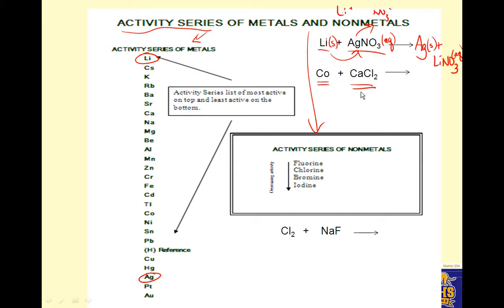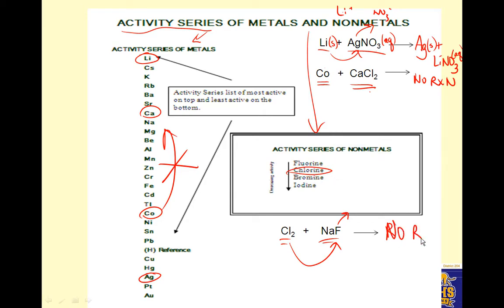Now Co and CaCl2, element and compound. You have to check if cobalt is more active than calcium. Let's find cobalt. There's cobalt. There's calcium. Cobalt cannot kick out calcium, so this is a no reaction. Single replacements are the only ones you have to look at the activity series for. Look, another single replacement. How do I know? Element, compound. So you have to see if the element can kick out part of the compound. So you look to find chlorine. Is chlorine more active than fluorine? The answer is no, so this is no reaction. If there was a reaction, we'd have to cancel charge, put in states and coefficients.